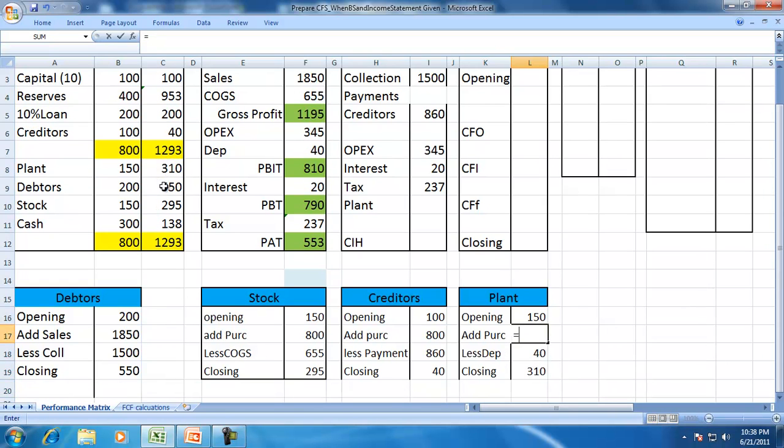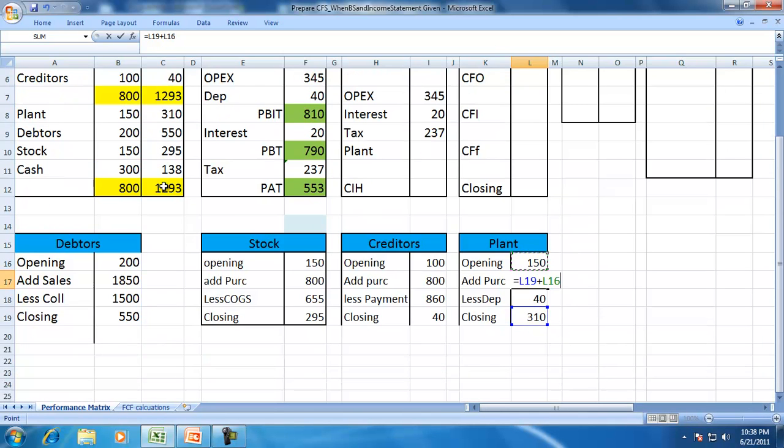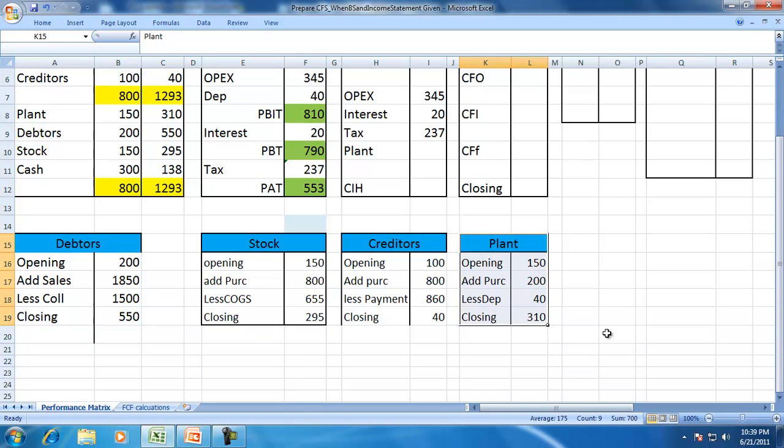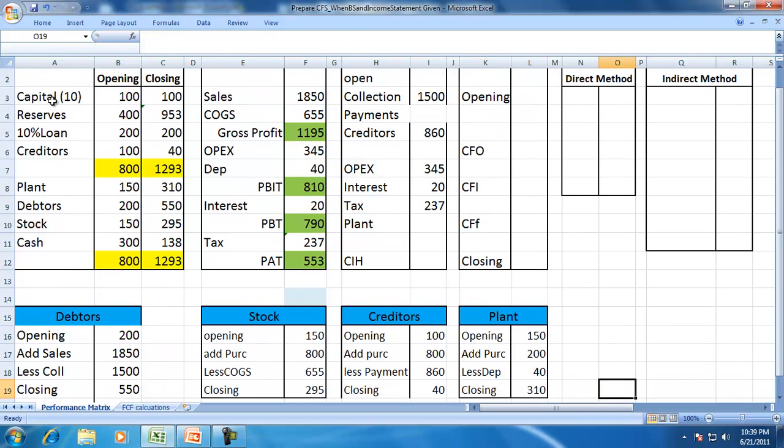So the balancing figure 310 plus 40 minus the opening stock will give me the purchases. That means during the period you made purchases of plant to the extent of 310, and since there is no liability to that extent, I'll say that I purchased the plant of 200 during the period.